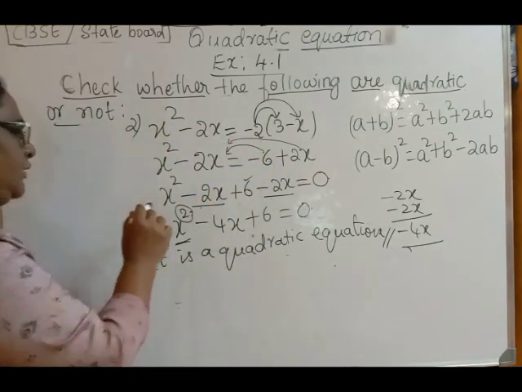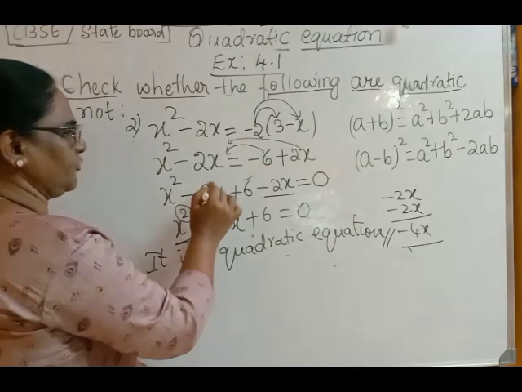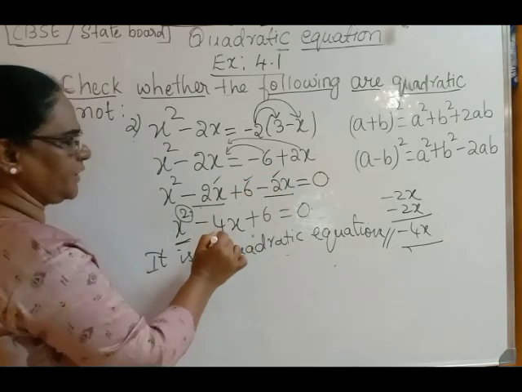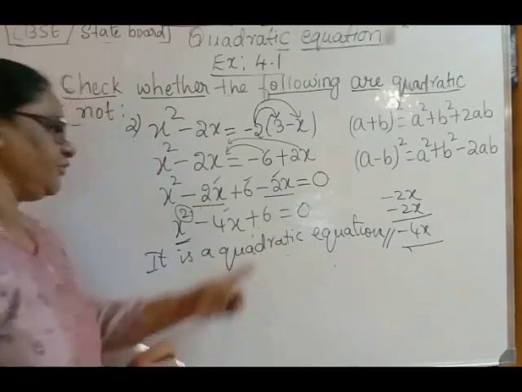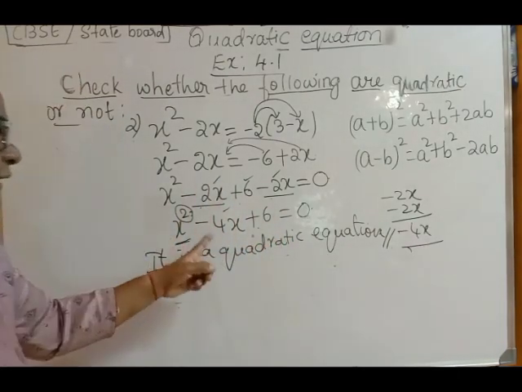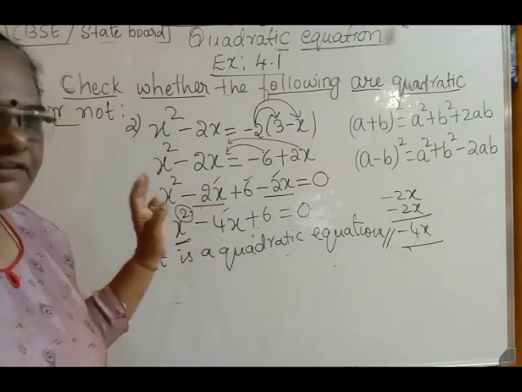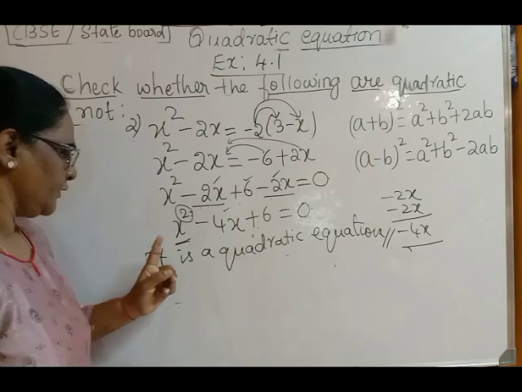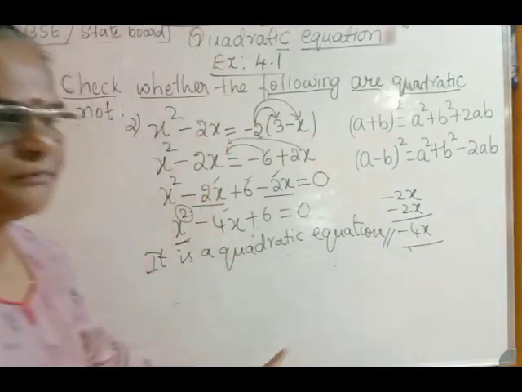Now grouping. X square as it is, only one x square term is there, keep as it is. Minus 2x will become minus 4x, plus 6 as it is. Right hand side left with nothing, 0. Here you have to check, this is of the form ax square plus bx plus c is equal to 0. This is in the standard form. So it is a quadratic equation. That's it. Next.